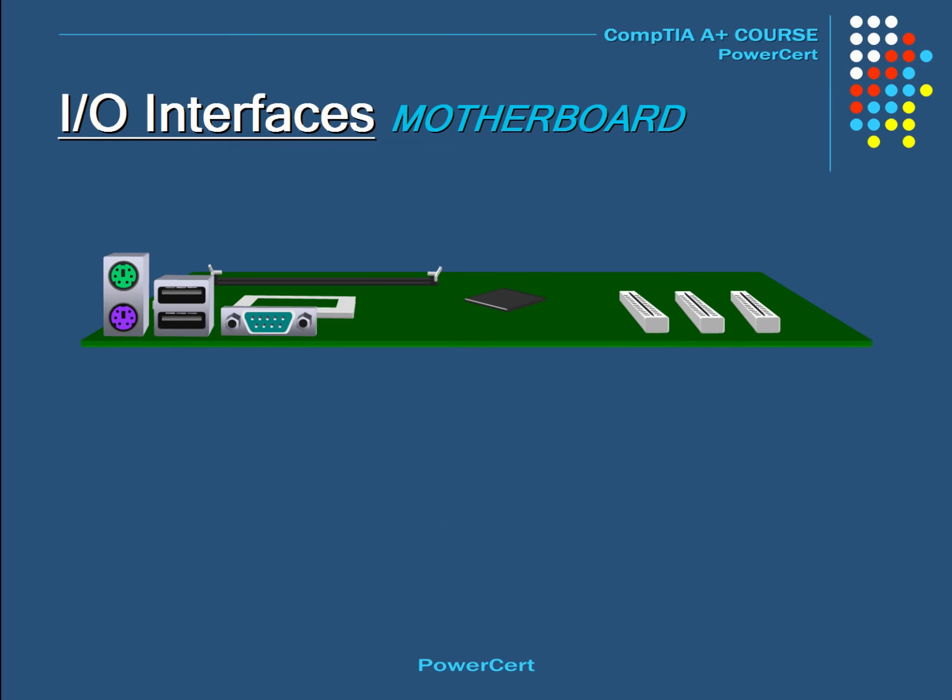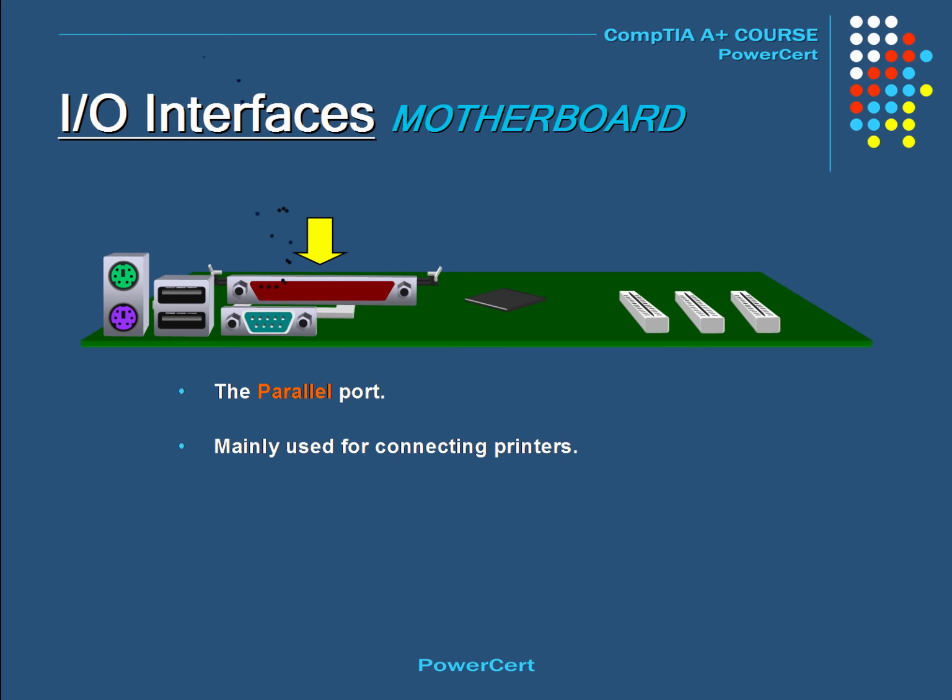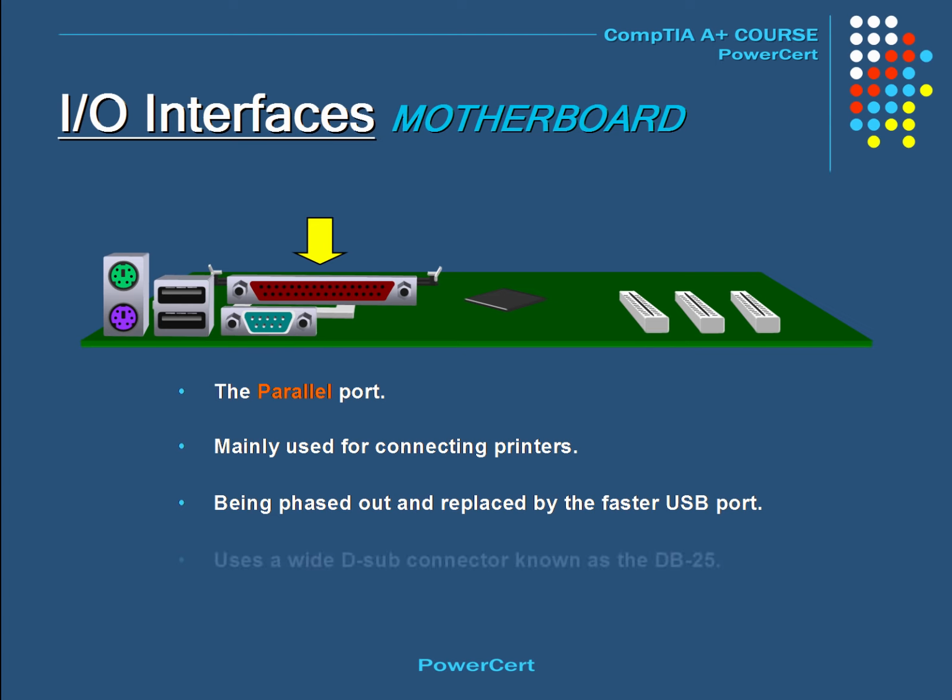The parallel port is another interface that could be found on a motherboard I/O panel. It was mainly used for connecting printers, and like the serial port, it is also being phased out and replaced by the faster performance of the USB port. It uses a wide D-sub connector known as the DB25. And unlike serial ports that send data 1 bit at a time, the parallel port sends data signals simultaneously over several parallel channels.